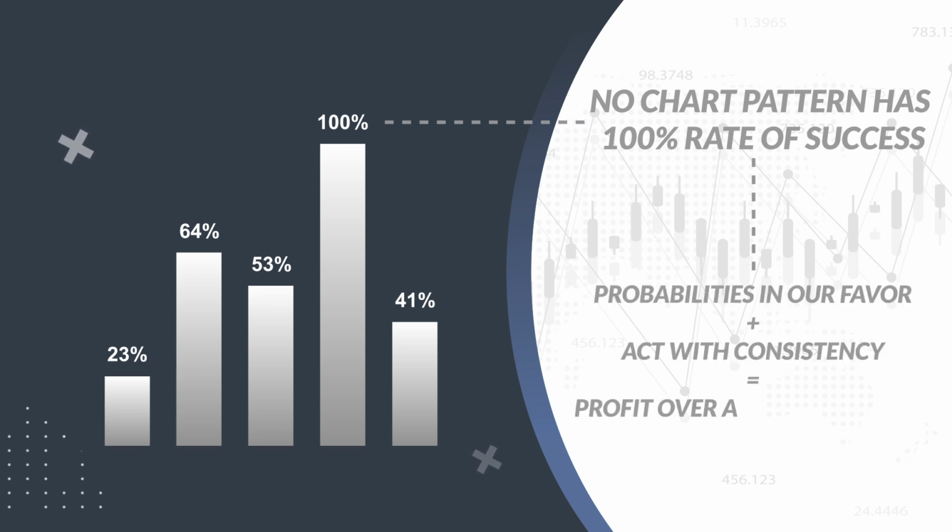When we have the probabilities in our favor and we act with consistency, we can expect to profit over a series of many trades. Even though these patterns generally offer us an idea of whether to expect price to move higher or lower, we need to be flexible and ready to make trading decisions based on the resulting price action, not what we think should happen. Now we are ready to begin exploring some of the different technical charting patterns.